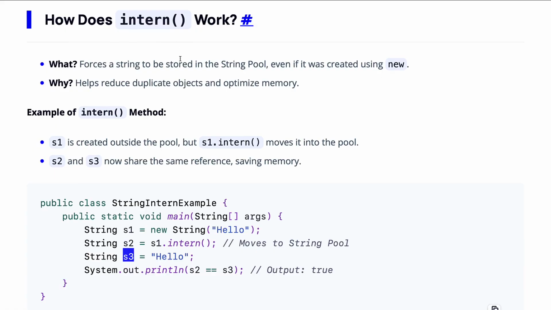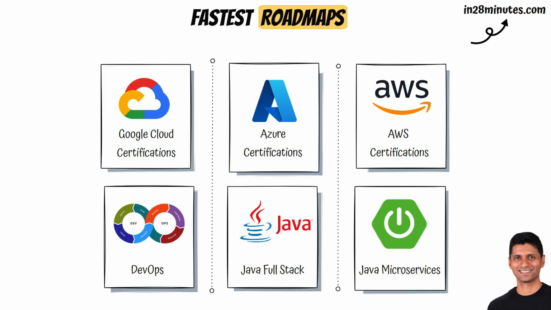So the intern method forces a string to be stored in a string pool even if it was created using new. This would help you to reduce duplicate objects and optimize memory.